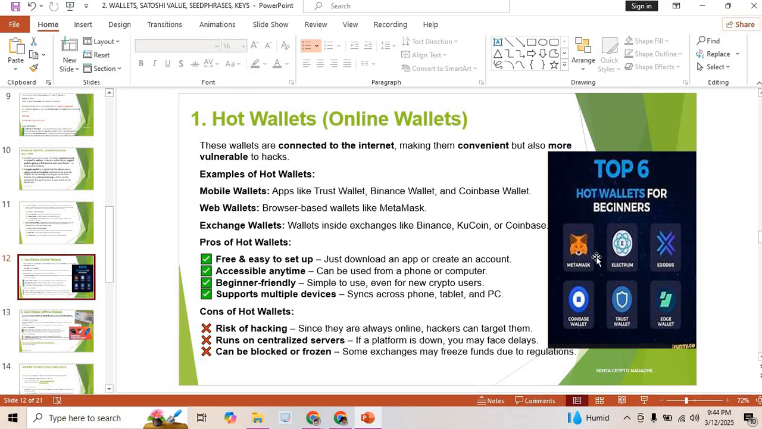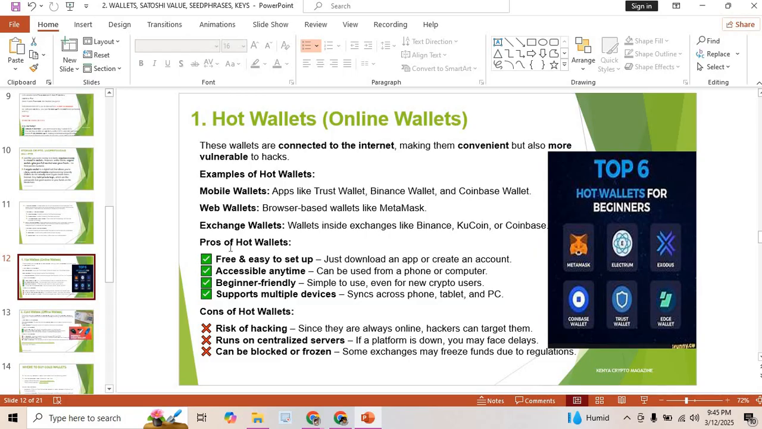So we have examples like MetaMask. From this list, you can see we have MetaMask, Electrum, Exodus, the Coinbase wallet, the Trust wallet, the Edge. We also have other ones that are not mentioned here: the Venom wallet, the Solfair, the One Art, the I am token. There are so many types of wallet. All those mobile app wallets are what we call hot wallets.